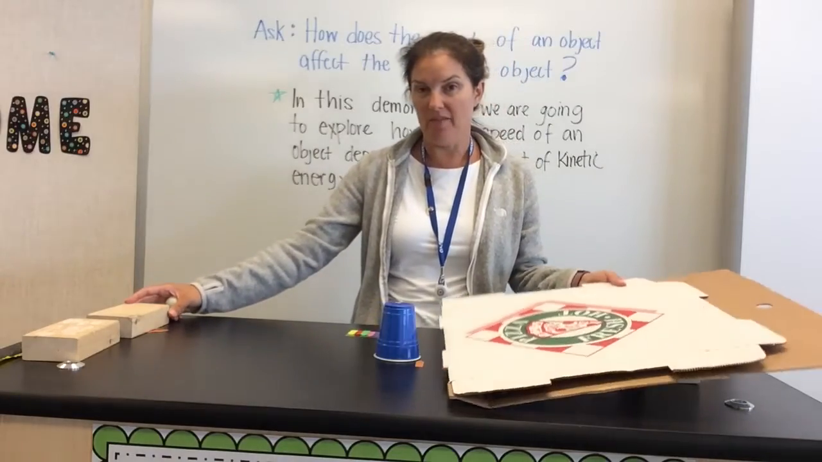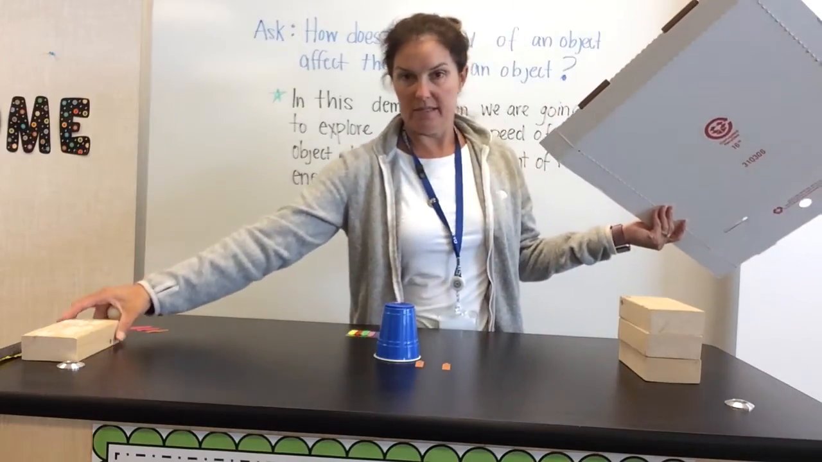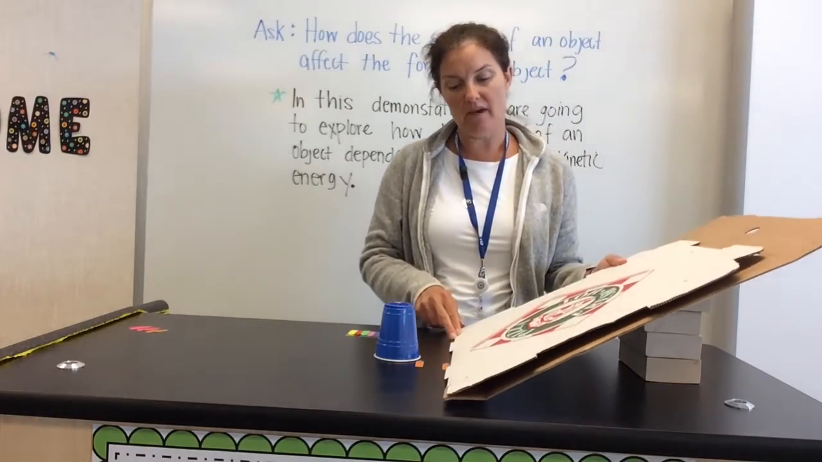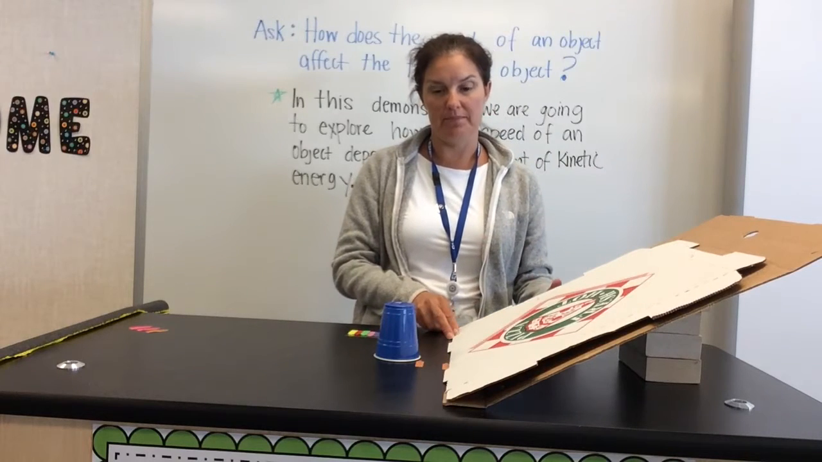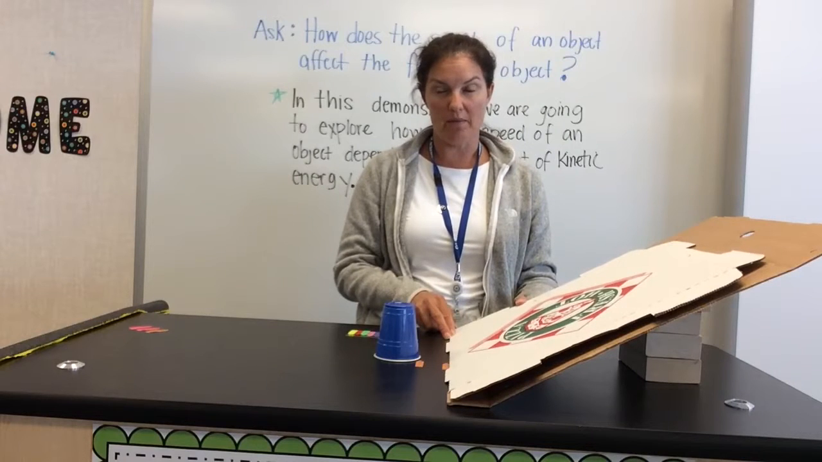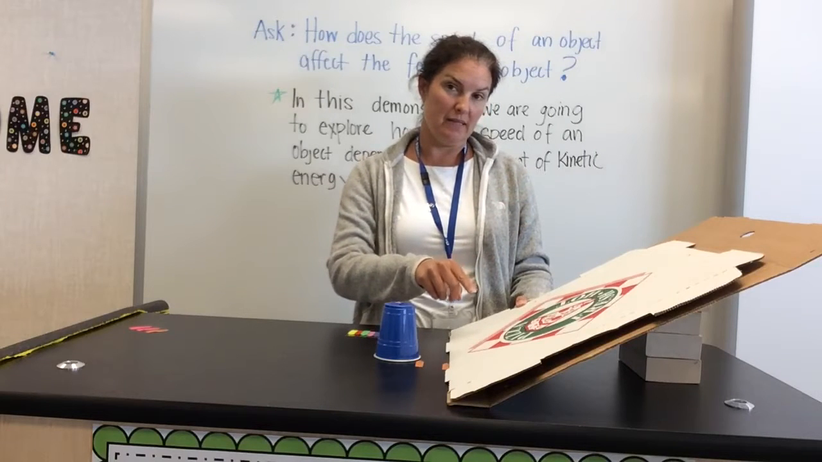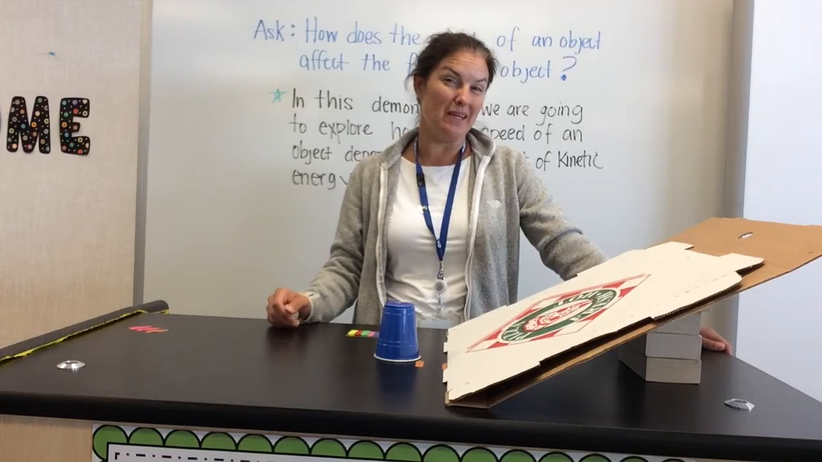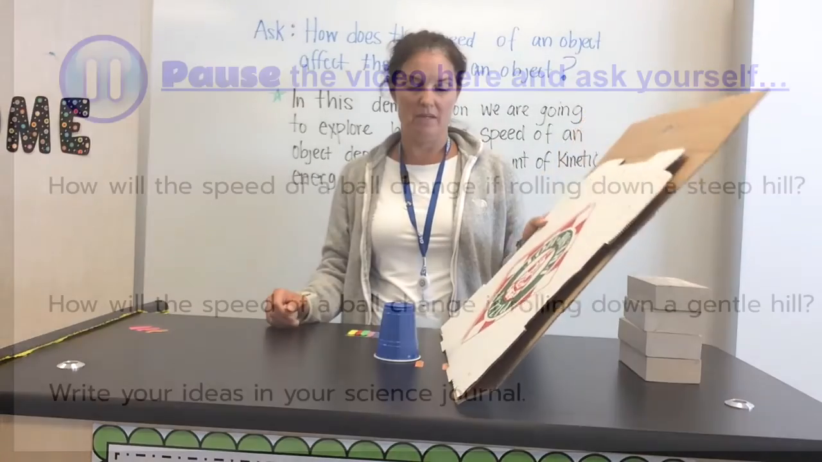This time, instead of having 2 blocks, we're going to put 4 blocks up. I want you to think about how the speed of an object is going to change when I have a steeper plane. The best way to think about this would be riding a bicycle. If you were riding a bicycle or a skateboard going down a hill and the hill was not very steep, how would that change the amount of speed that you have? How would it change if the hill was really steep?